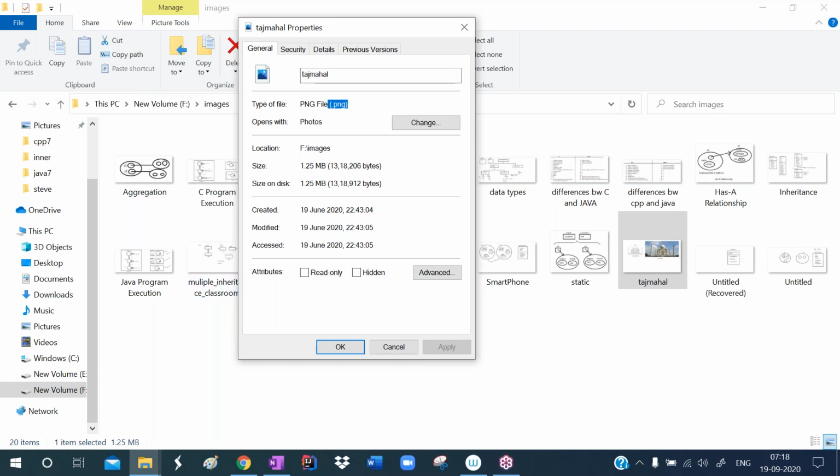Who is providing this information to us? So how much memory is occupied by this one? 1.25 MB. 1.25 MB memory occupied. So when it was created, who modified it? Who accessed it? Everything will be maintained by the operating system only.